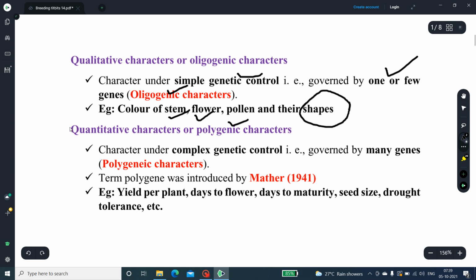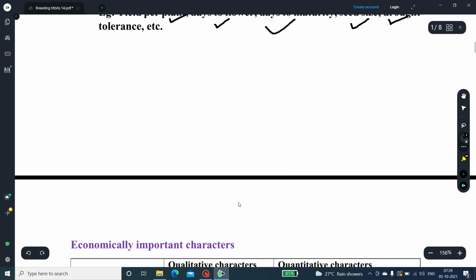With respect to quantitative characters, otherwise called polygenic characters, these characters are under complex genetic control and are governed by many genes. The term polygene was introduced by Mather in 1941. The examples are the yield per plant, days to flower, days to maturity, seed size, drought tolerance, etc.